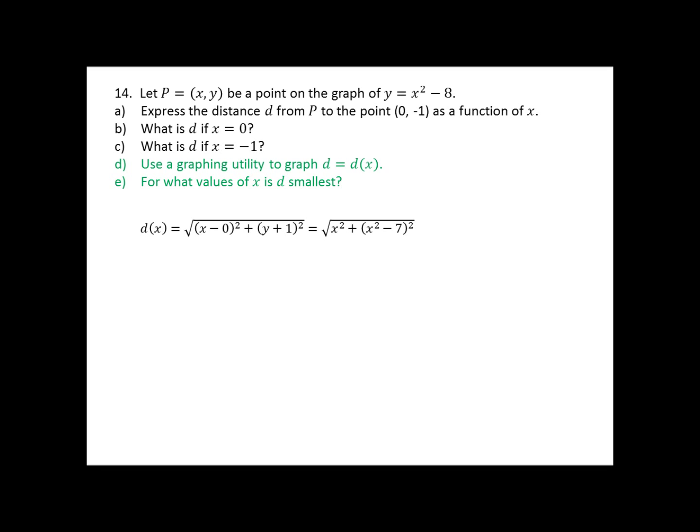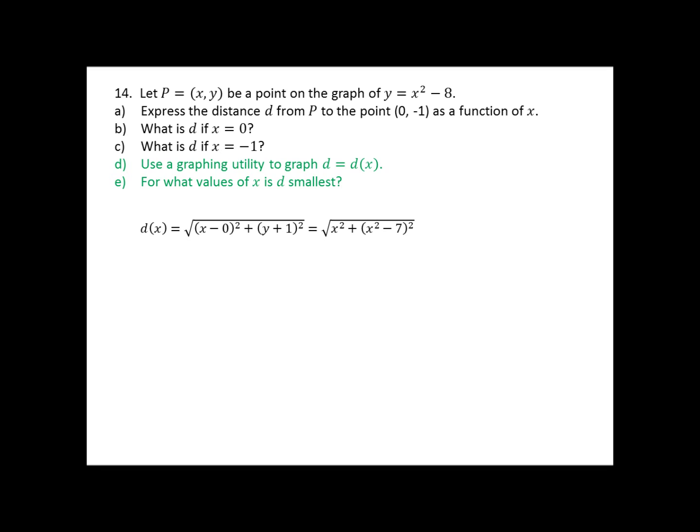Now I know my distance equation. It's a form of the Pythagorean theorem. My two points are (x, y) and (0, -1). So I go ahead and go x minus 0 and y minus a -1 in my two parentheses. But I make a substitution. What I do is I substitute in x squared minus 8 for y. So my distance function is the square root of x squared plus the quantity x squared minus 7, squared.